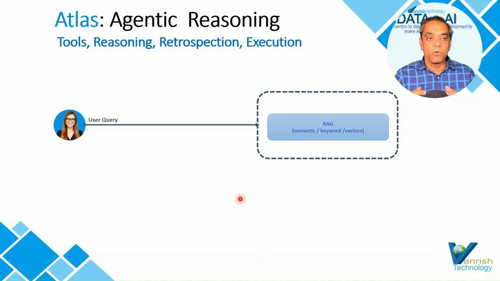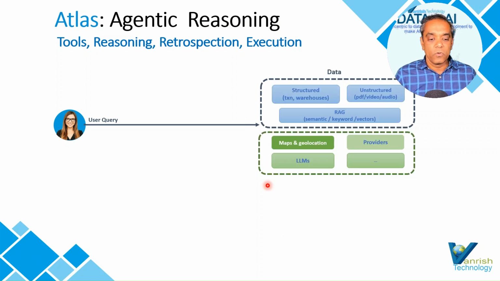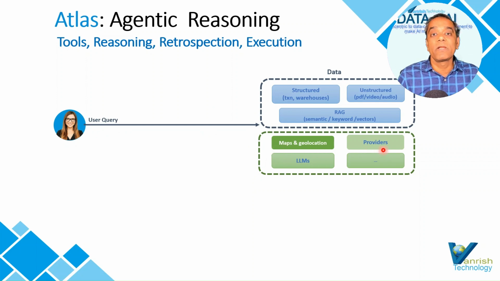So let's jump into how the Atlas agentic reasoning engine works behind the scenes. If you notice, the user is asking a query, but simple RAG doesn't work here because it's looking for more contextual information. It's not only RAG here. Semantic search is not here, it's not plain search. It includes all kinds of tools. So if I include a couple of tools here, then it makes more sense for the user queries. Here I use a tool, a map and geolocation provider, whatever provider you are looking for, any medical provider, or any LLM specific you're looking for.